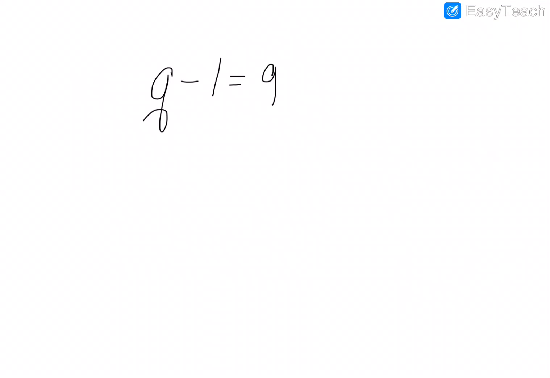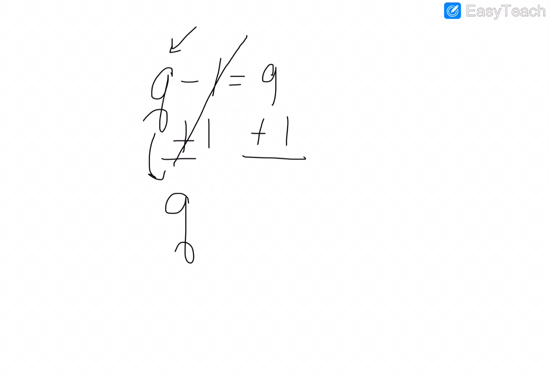Okay, so the variable here is a q. The operation is subtract 1, so that means we're going to add 1 to both sides. Negative 1 plus 1, those are opposite, so they cancel. Let's bring down the q here. 9 plus 1 is 10.